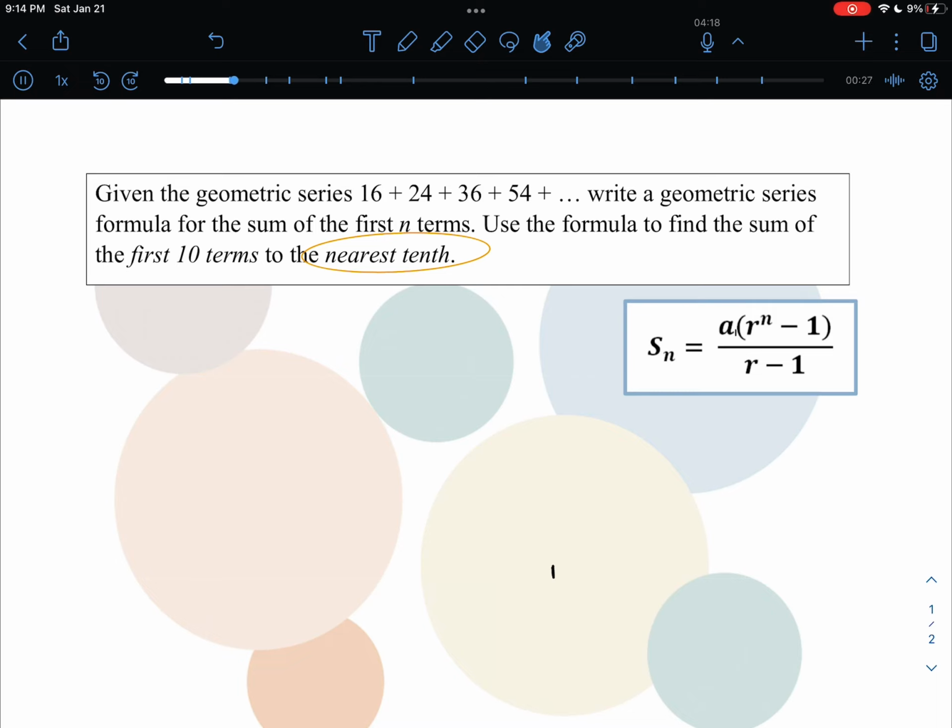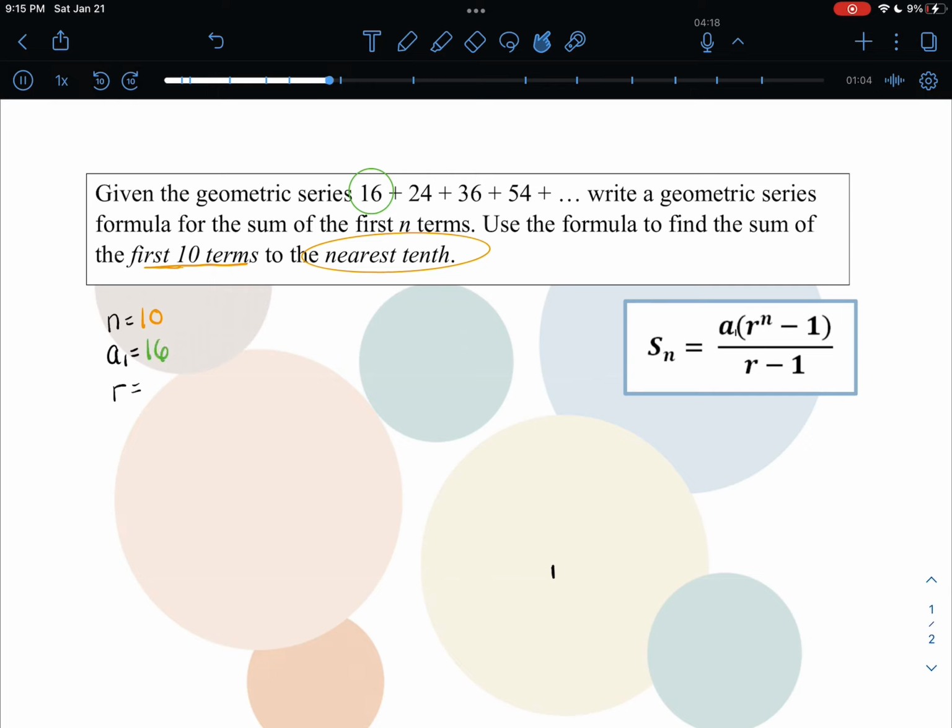I know that in order to find the sum of terms in a geometric series, I need the number of terms, I need the first term, and I need the common ratio. The formula is already provided for me on the formula sheet for the Regents and is off to my right. So I just need to see if I can identify these terms. The information given is telling me that I am looking for the first 10 terms, so my n is going to be 10. It also gives the first term, which is 16, and I'm going to write that there.